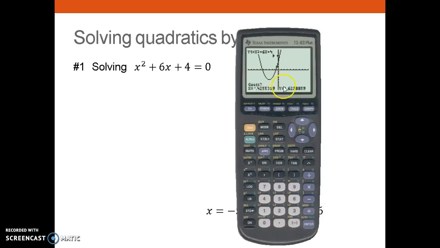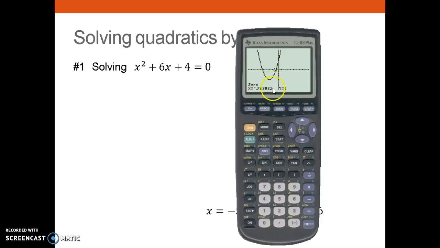I don't know why the calculator does this, but it's asking me, do you want to guess what it is? And if I wanted to guess what it was, I wouldn't be using my calculator, so I don't really want to guess. I'm just going to click enter. And it's telling me that the 0 is when x is negative 0.76392. And that's what this 0 is here. Well, that's one of the 2 solutions.